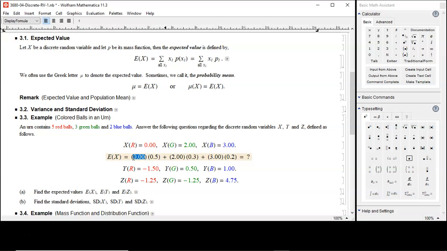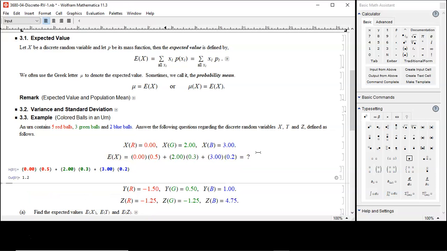That's what we want. For red, for green, and for blue. It's just X1 P1, X2 P2, X3 P3, and then add them all up. That's the expected value. So this is 1.2. Okay, that's the expected value.